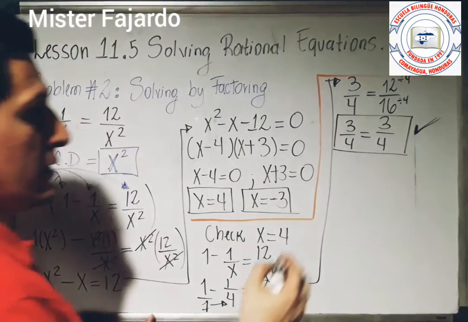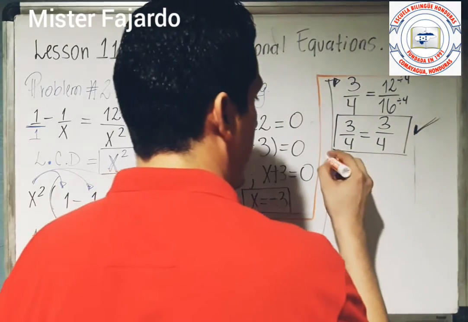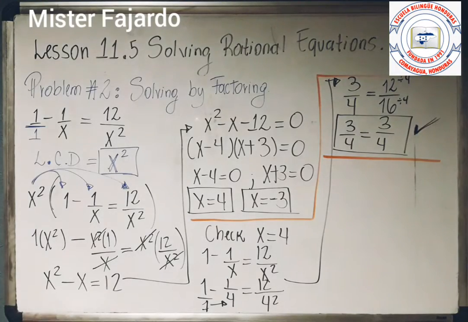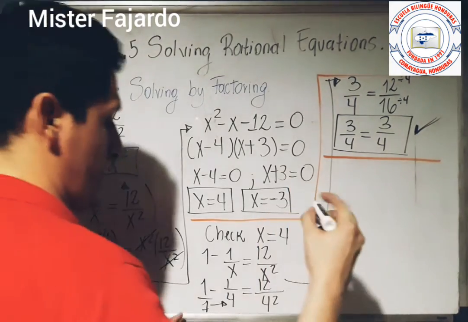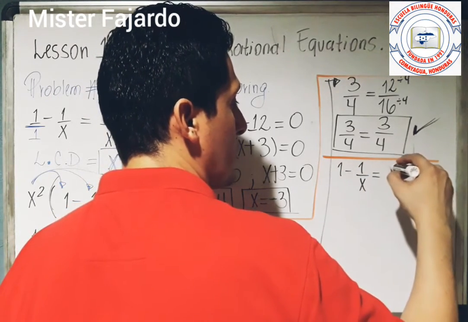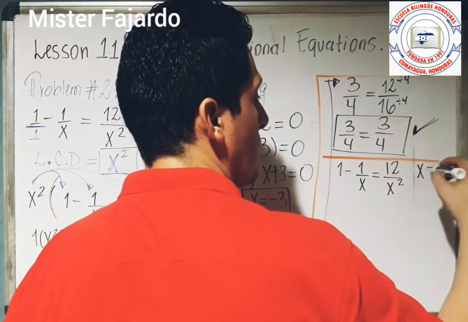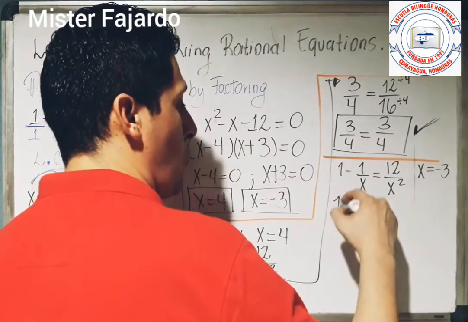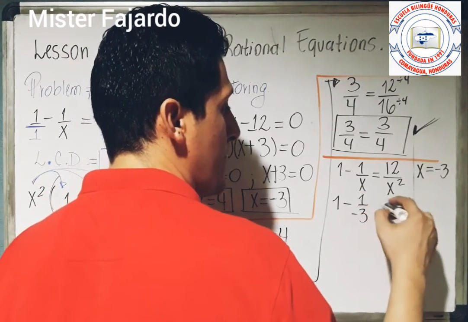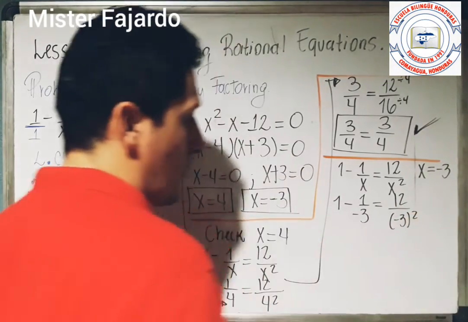Now we are going to do the second check, and we are going to use the other answer, that is negative 3. I'm going to do a separation here, okay? And in this case, you are going to have something like that. 1 minus 1 over x equal to 12 over x to the second power. In this case, x is equal to negative 3. Okay, you're going to have 1 minus 1 over negative 3 equal to 12 over negative 3 to the second power.